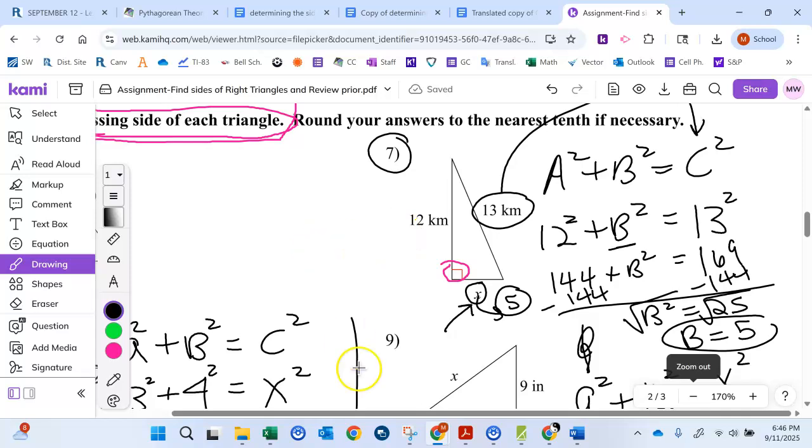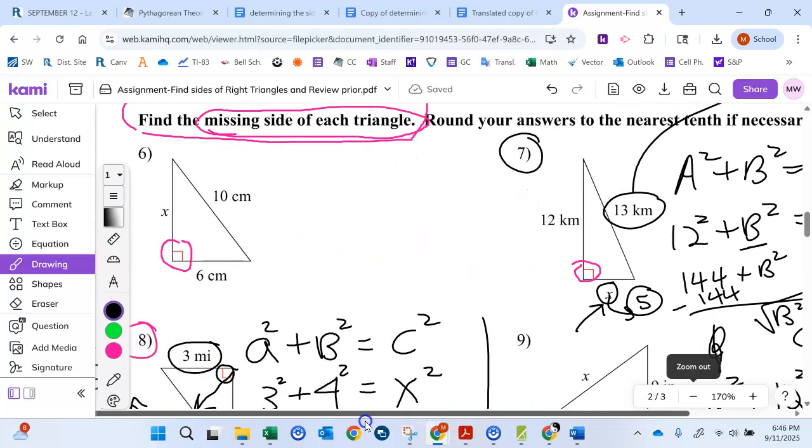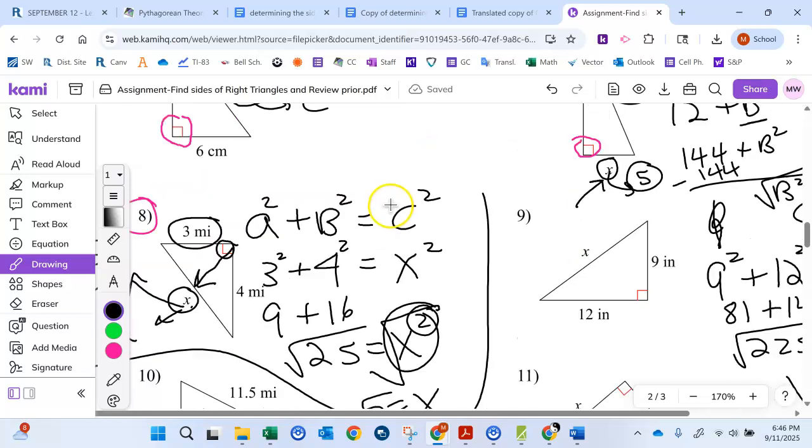Sometimes you are given C. Sometimes I give you C. This is C, right? Okay, but sometimes, oh wait, I'm sorry. This one they give you C, but the first two I did, they don't give you C. So it's easier when they don't give you C because then you just take a squared plus b squared. Okay, so there's that.